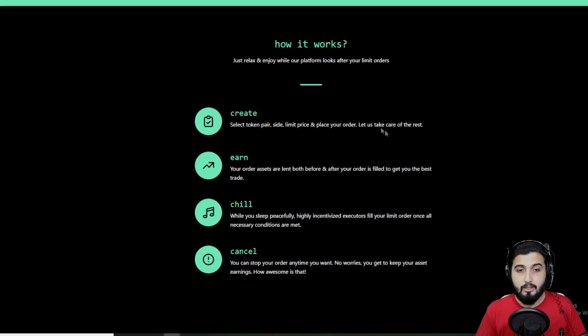They're explaining how this works. First you select the token pair, side, and limit price, and place your order, and basically that's all you need to do.